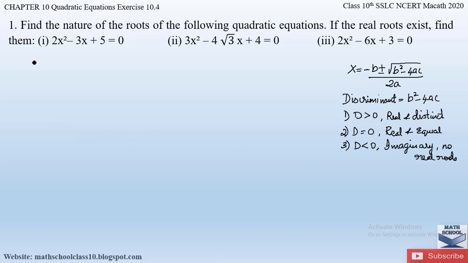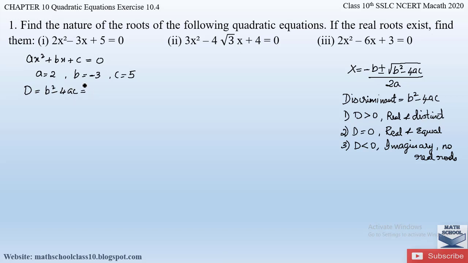First of all, let us solve the first part of question number 1. The question given is 2x square minus 3x plus 5 is equal to 0. Comparing this given quadratic equation to the standard form of a quadratic equation, ax square plus bx plus c equal to 0, we can obtain the a value, that is the coefficient of x square, as a is equal to 2, b is equal to minus 3, and c value is the constant, that is plus 5. Now first of all, determine the discriminant, which is given by b square minus 4ac.